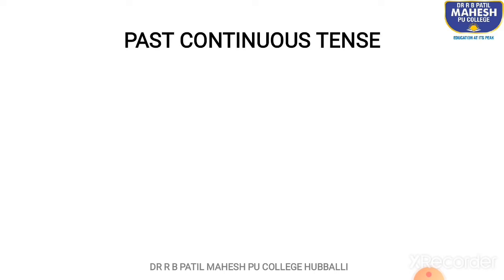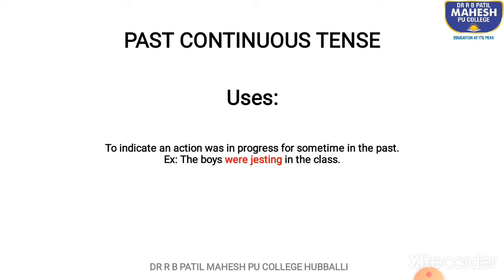The next form is past continuous tense. The use of past continuous tense is to indicate an action was in progress for some time in the past. So, when we talk about past continuous, because it is past, it has to have was or were, keeping in mind the subject, and the continuous form of the verb, that is the present participle, the ing form that we normally say.